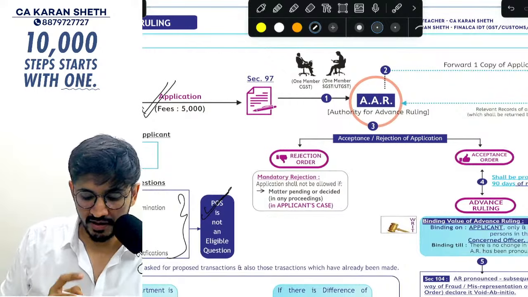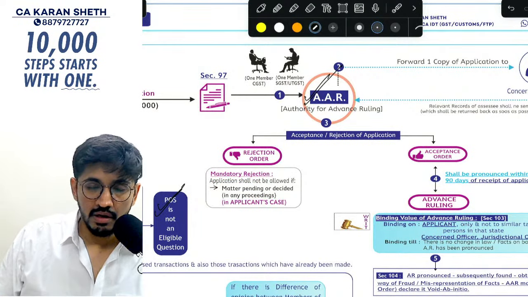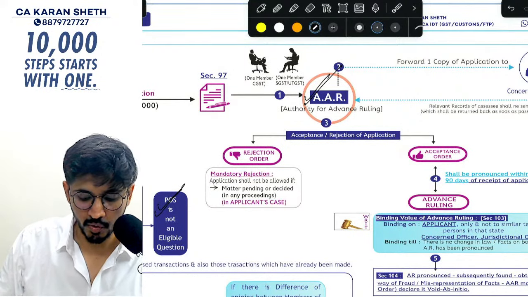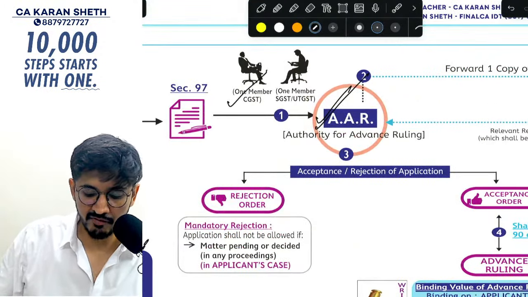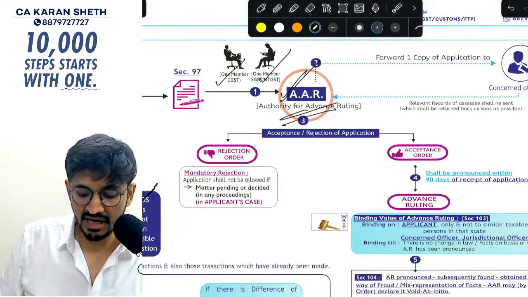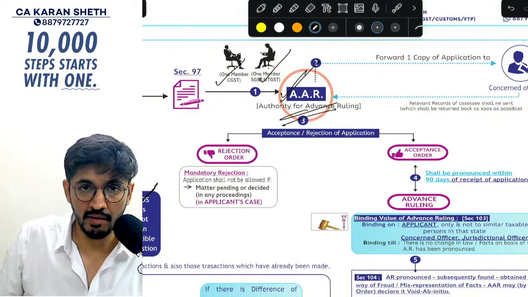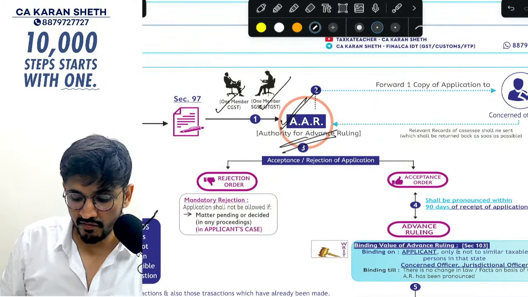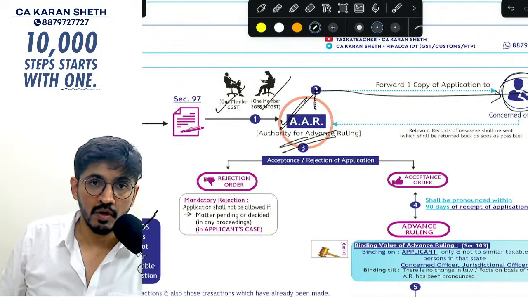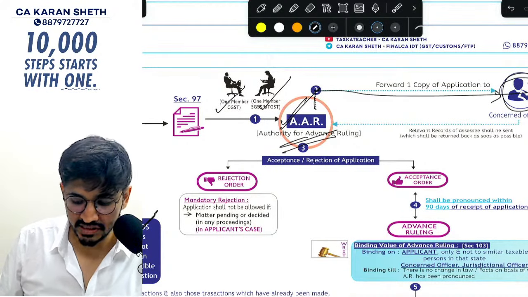Got it? So I will go and apply to the Advance Rulings Authority, Authority of Advance Rulings, whatever you want to call it, which obviously has one member from CGST, one from SGST. And as soon as they see that they have got an application from an applicant, they will directly ask the concerned officer of his jurisdiction to do some investigation.